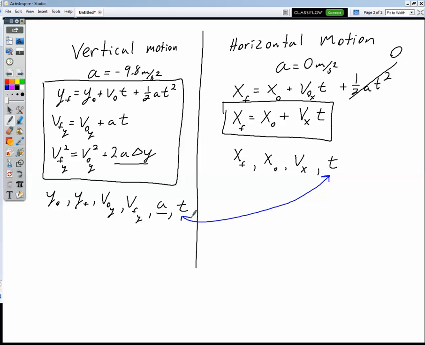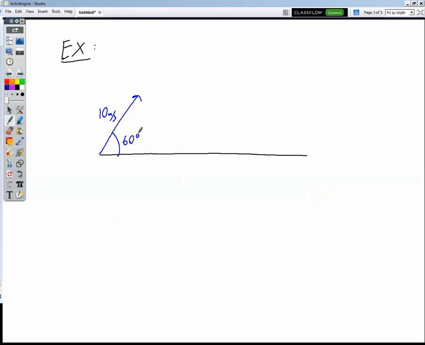All right, so strategies for these problems. Draw a picture, always. Second, fill out a variable table for both the vertical motion and for the horizontal motion. Third, figure out how you're going to use the kinematic equations to solve for the unknowns in the problem. Let's look at an example.